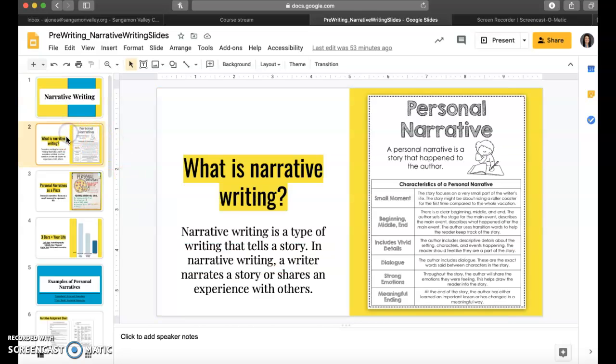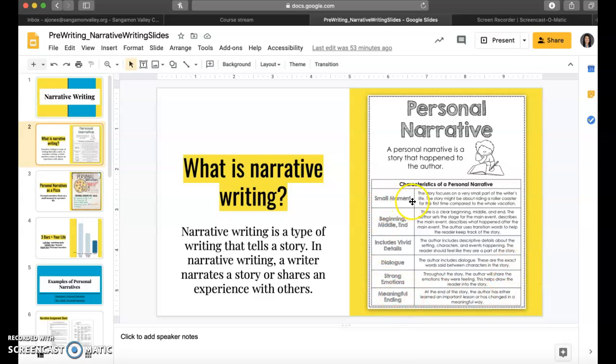So we're going to go ahead and go over what is narrative writing. Narrative writing is a type of writing that tells a story. In narrative writing, a writer narrates a story or shares an experience with others. So these are different characteristics of personal narrative. Okay, a personal narrative is a story that happened to the author. This is what you guys are going to be writing this week.